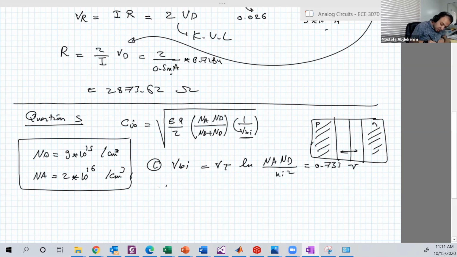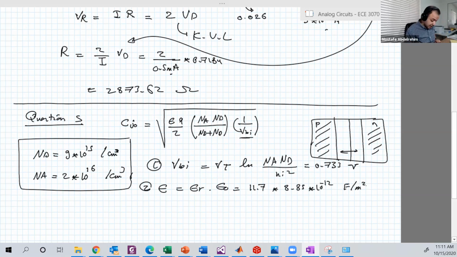Now epsilon. Epsilon is the second step. Epsilon is epsilon R multiplied by epsilon naught, 11.7 multiplied by 8.85 times 10 to the power minus 12. This is farad per meter. So take care here because this is centimeter and this is meters. So you should convert one of them to the other. Now everything is known. We have VBI, we have NA and ND, we have epsilon, so we can determine CJ0.